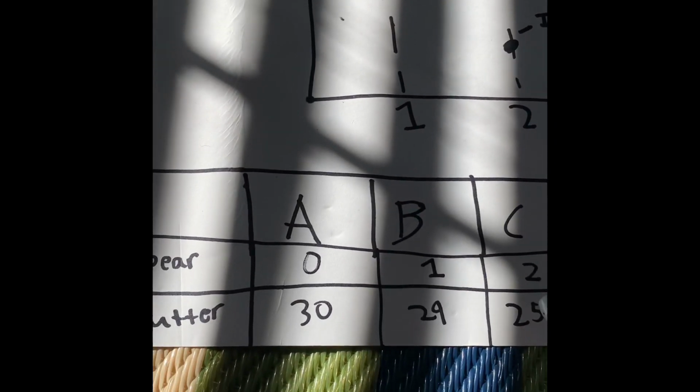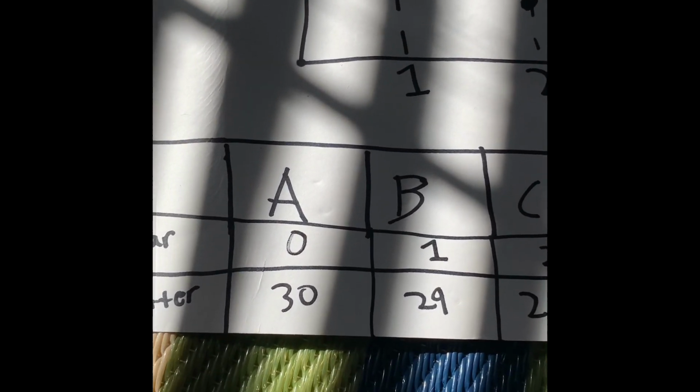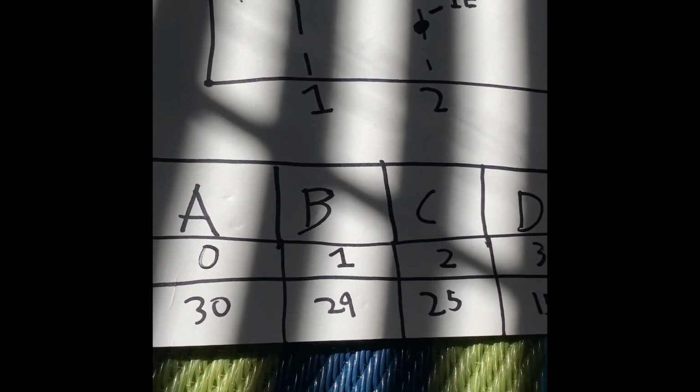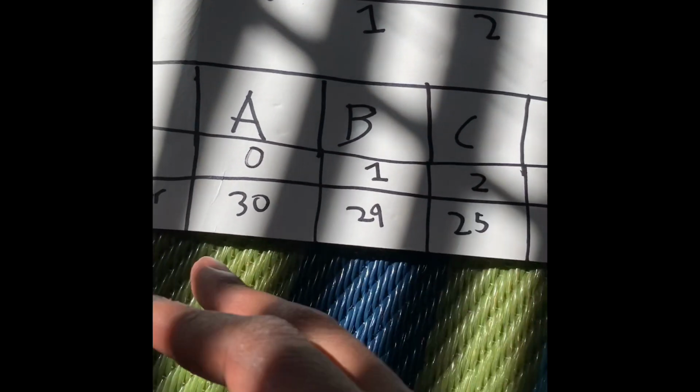You have 29, and then you have 21, and 25, and then you have 2. Now, what this is also called is the opportunity cost, or basically how much you lose when you're producing the other item. So when I'm producing at C, I may produce 2 spears, but I just lost 5 pounds of butter, and that's my opportunity cost.